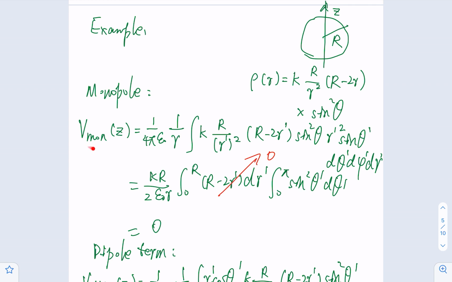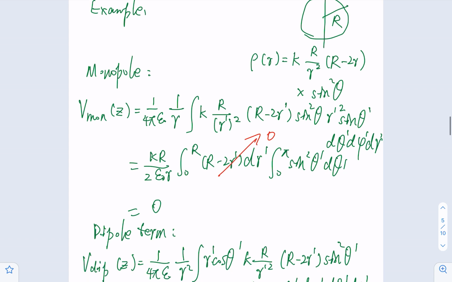So I'm expanding the monopole term first. The monopole term is simply the entire charge distribution integrated over all space, adding this volume element. Now the integral can be separated into the radial and the angular part, and also the phi direction simply gives us 2 pi, which cancels out this 4 pi and gives us 2. And the radial part integrated out to be 0, so there is no monopole in this problem.